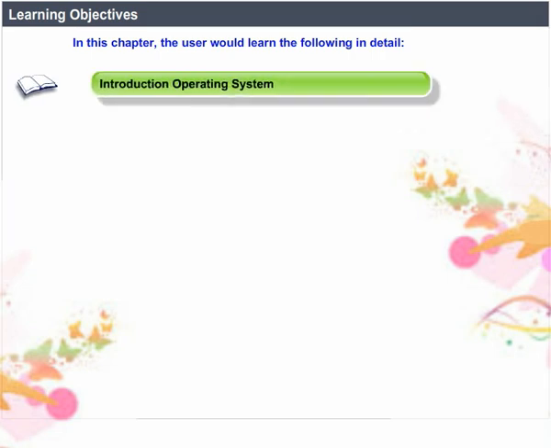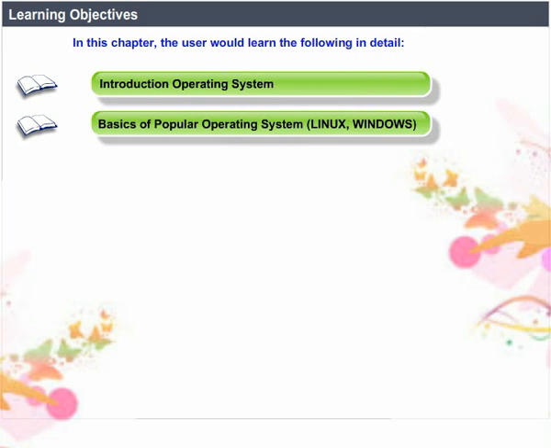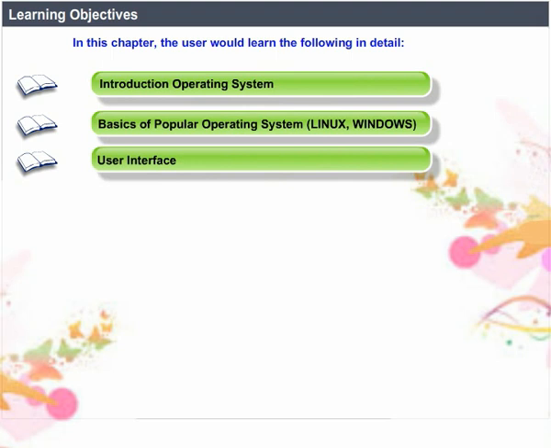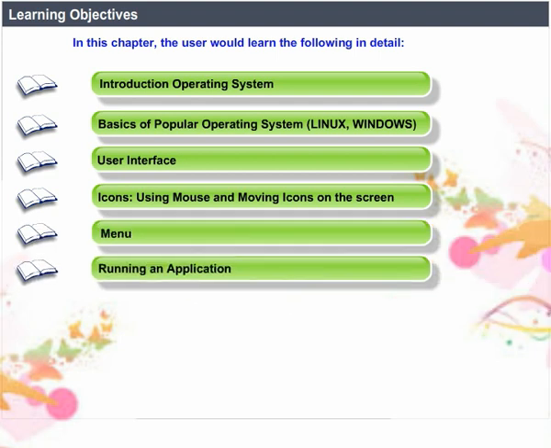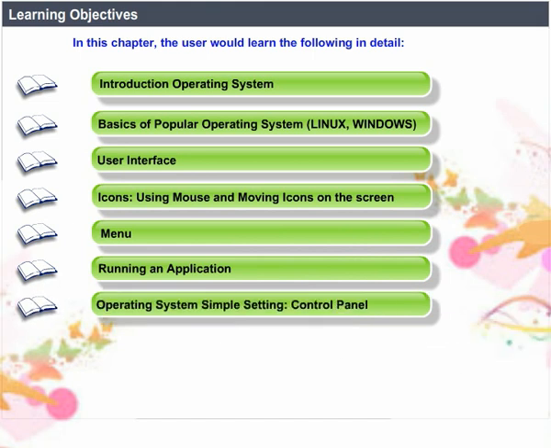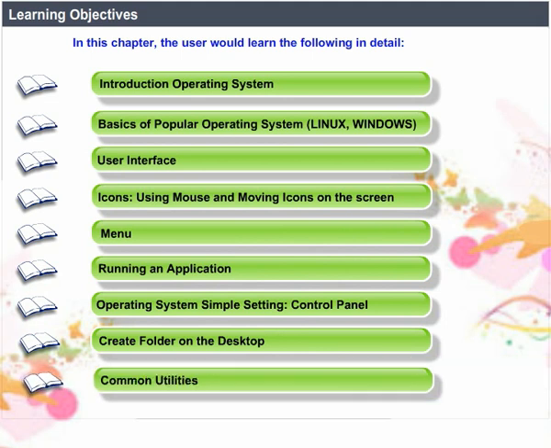Learning objectives. In this chapter, the user would learn the following in detail: Introduction to operating system, basics of popular operating system, Linux and Windows, user interface, icons, using mouse and moving icons on the screen, menu, running an application, operating system simple setting, control panel, creating folder on the desktop, common utilities.